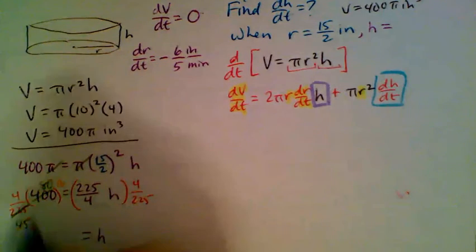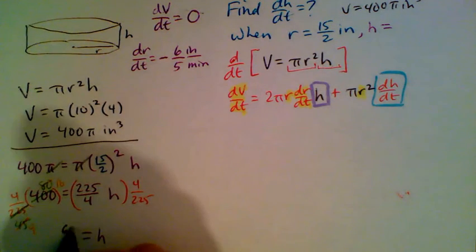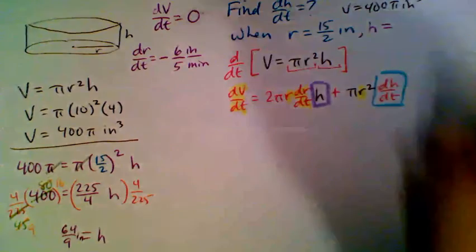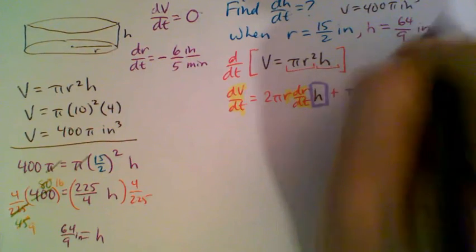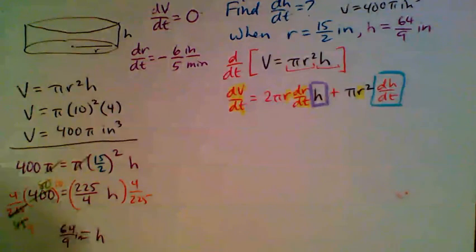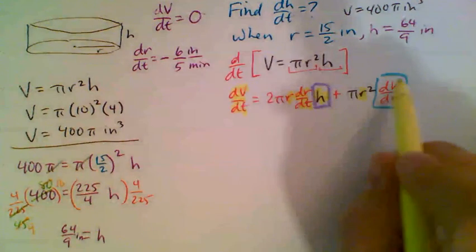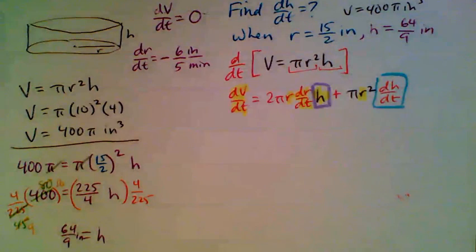So here on this side we have h, 16 times 4, I think that's 64, but since I already have the calculator out, let me check. Okay, 64 over 9 inches. So that is then our height there: 64 over 9 inches. And I think at this point, now that we have h, we are in business and we have enough information to do the arithmetic to find dH over dt, which will be in part 3.